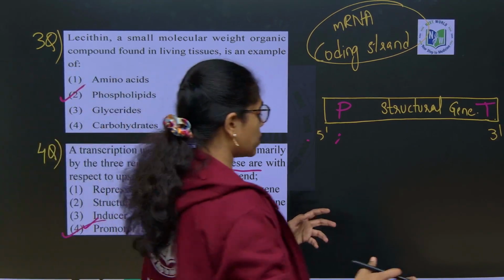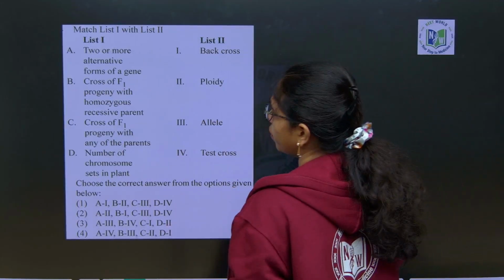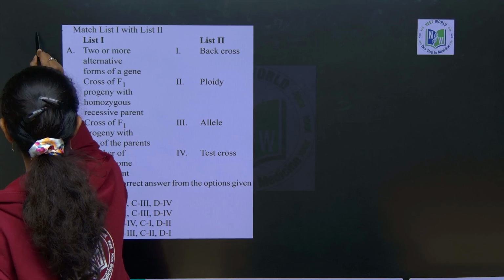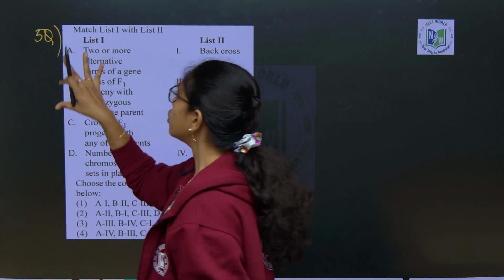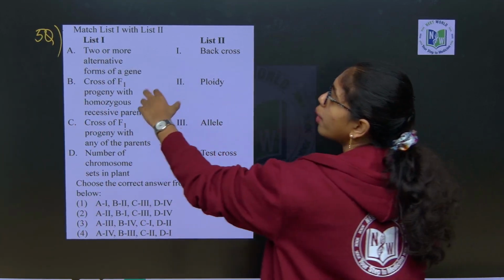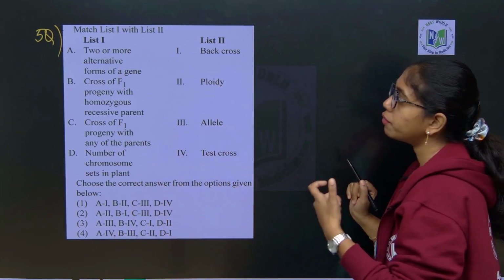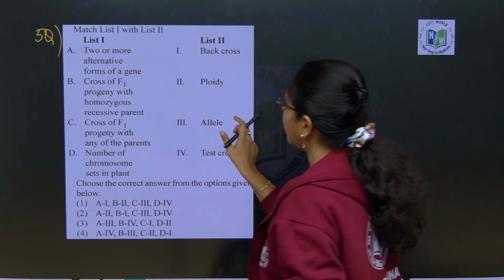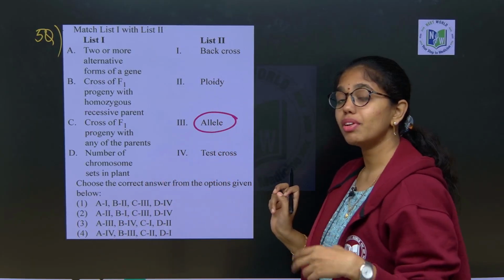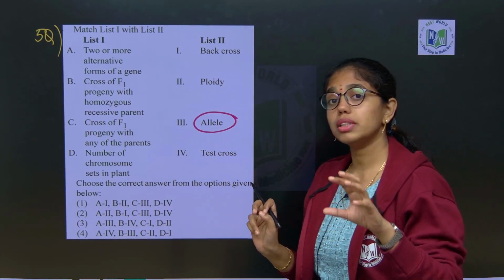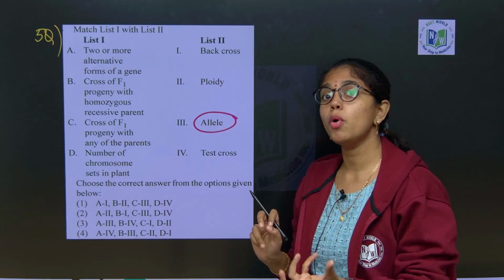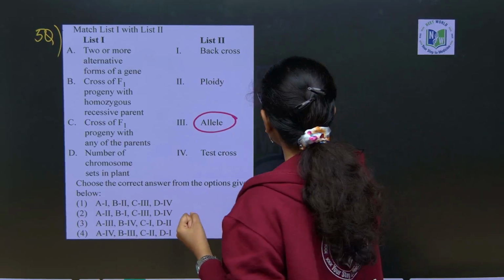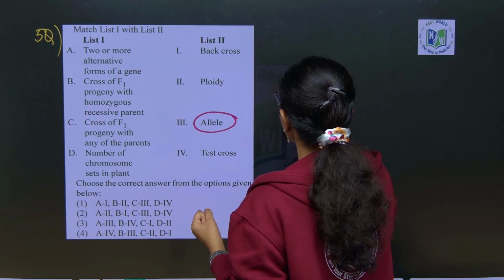Clear? Yes. Next question, again a match the following type of question from genetics, that is principles of inheritance. So here, 2 or more alternative forms of a gene are called alleles. Usually only 2 alternative forms will be there, but in multiple allelism you can see more alternative forms of a particular gene. Best example is ABO blood grouping for multiple allelism.